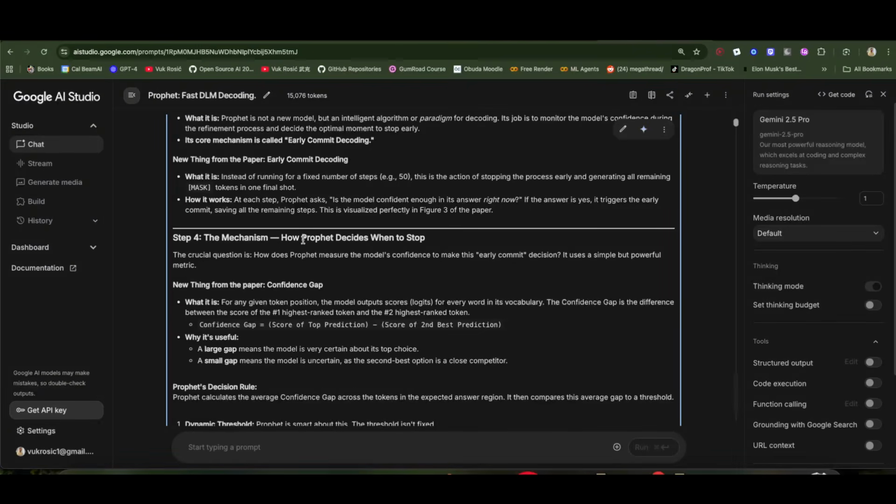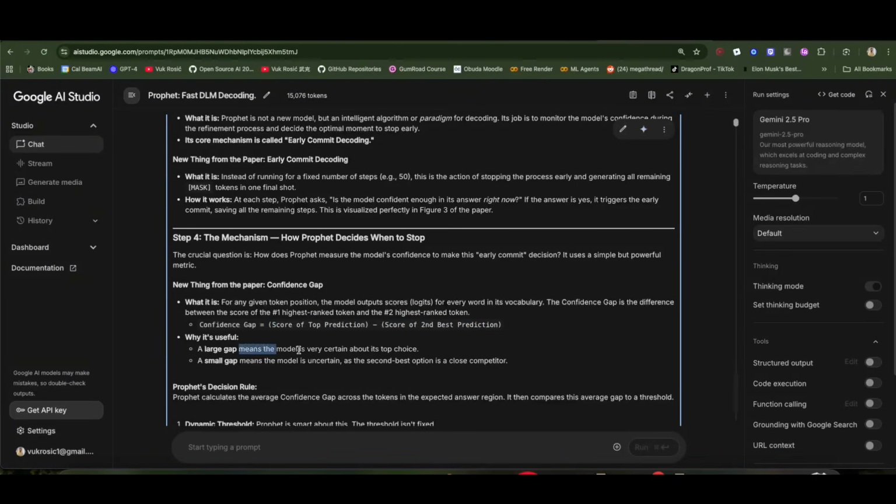So how does ProFET decide when to stop? The crucial question: how does ProFET measure the model's confidence to make this early commit decision? It uses a simple but powerful metric. New thing from the paper: confidence gap. For any token position, the model outputs scores, logits, for every word in its vocabulary. The confidence gap is the difference between the score of the highest ranked token and the second highest ranked token. So, for every position, you just check the highest probability token, its score, its confidence, and the second highest, and so the gap between those two.